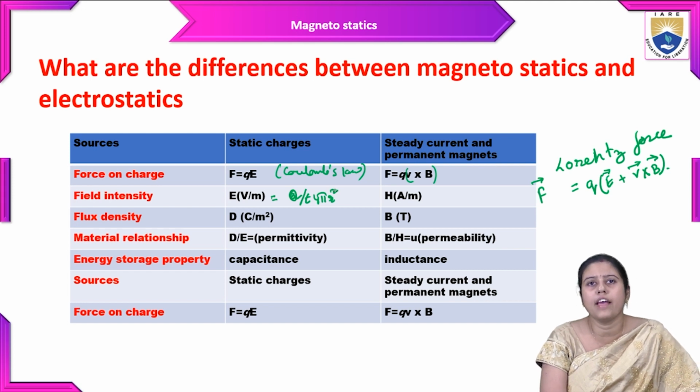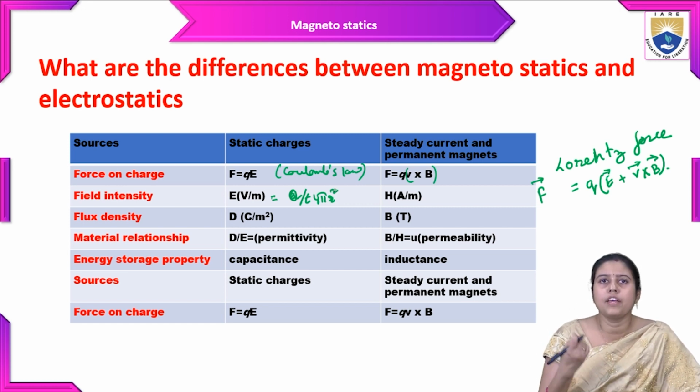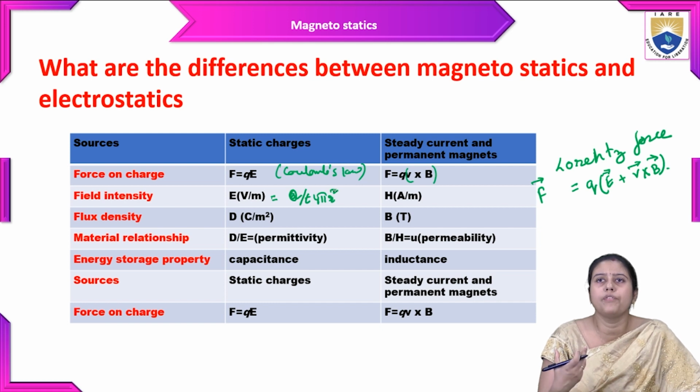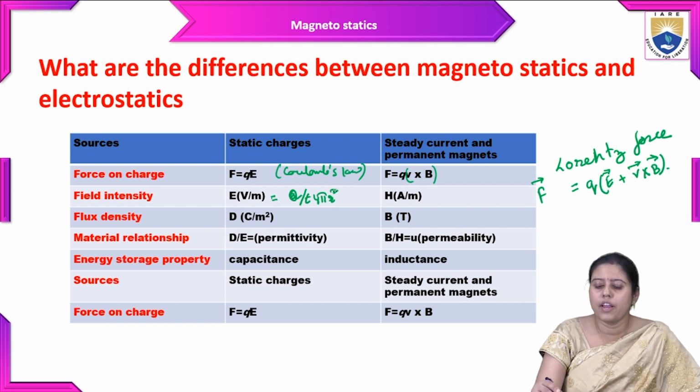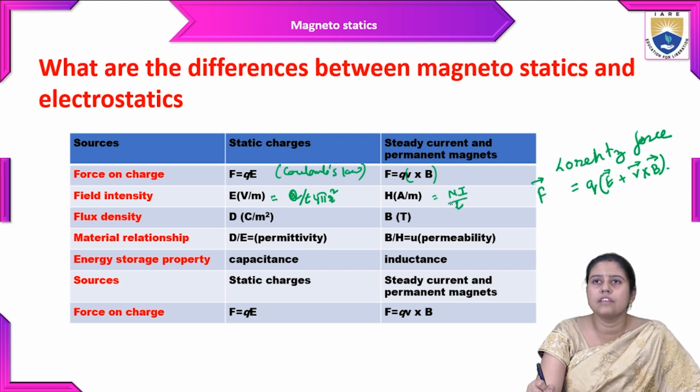Similarly, what is H? H is the field strength. If current flows through any coil, and we keep a moving charge there, it will feel some force, and this is known as H, or the magnetic field strength. And what is this? This is N i by L. N is the number of turns, I is the current, and L is the length.